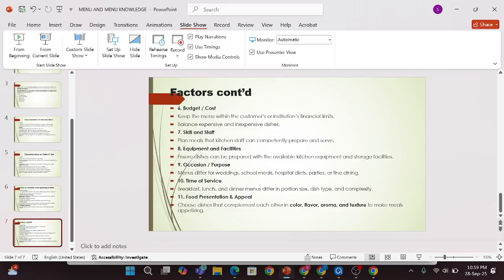Then food presentation and appeal. You choose dishes that complement each other in color, flavor, aroma, and texture. Now this one comes in situations where you'll find that someone is planning maybe to prepare rice, cabbage, and chicken. You see those colors, they're all white dishes. Rice is white, cabbage is white, chicken is white meat. It won't give a good picture.